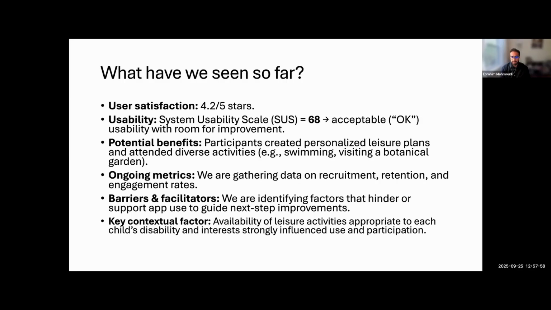We also look at the barriers and facilitators to see what factors hinder or support app use to guide next step improvements.